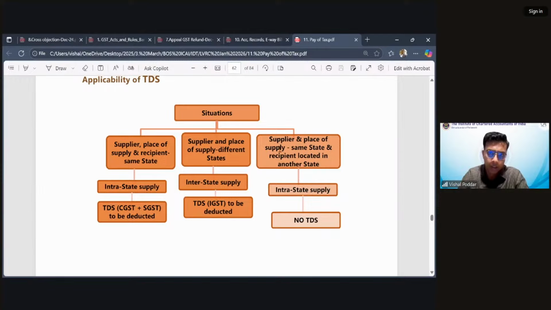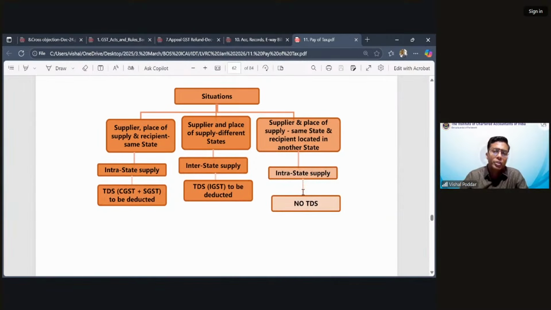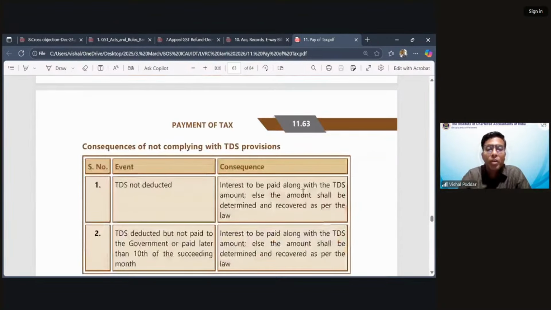But this is interesting. Supplier and place of supply are in the same state, but the recipient is in another state. Even though it is an intrastate supply, let us say the supplier is in Maharashtra, the place of supply of that contract is in Maharashtra, but the government who has given this contract is in MP. Now, this MP government cannot deduct this TDS. So, in short, for deduction of TDS, the recipient, that is the government, and the place of supply should be falling in the same state.